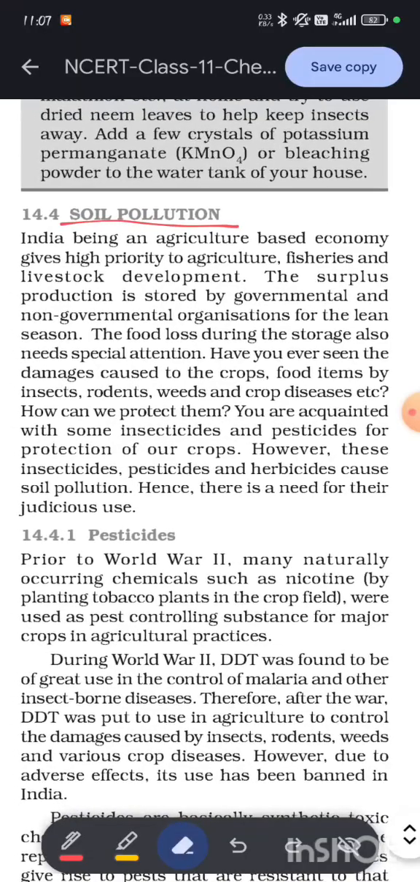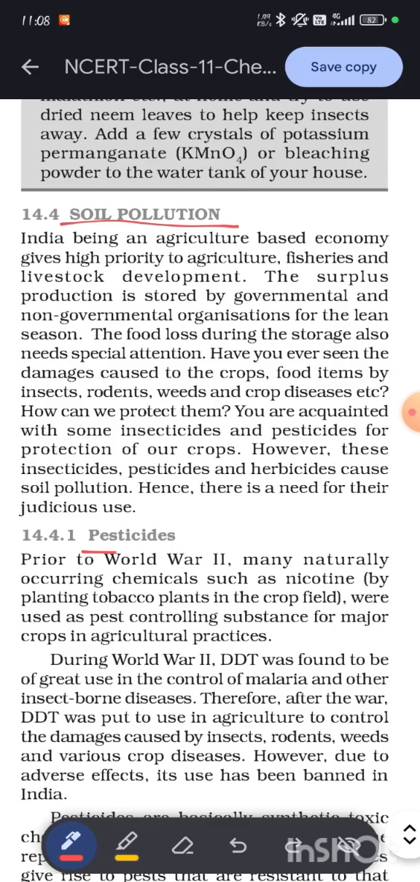Have you ever seen the damage caused to crops and food items by insects, rodents, weeds and crop diseases, etc.? How can we protect them? You are acquainted with some insecticides and pesticides for protection of your crops. However, these insecticides, pesticides and herbicides cause soil pollution, hence there is a need for their judicious use.